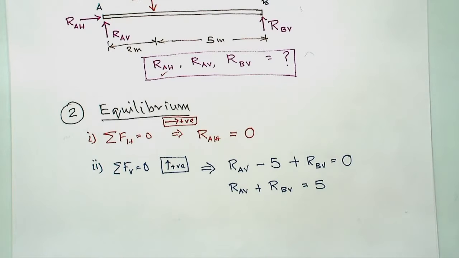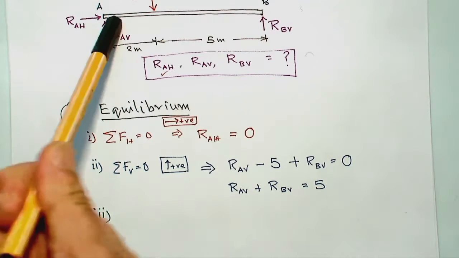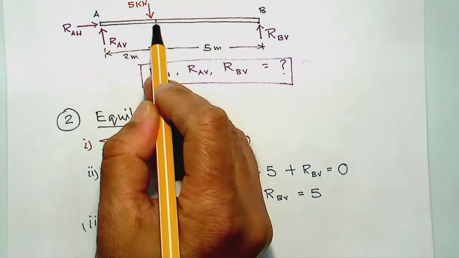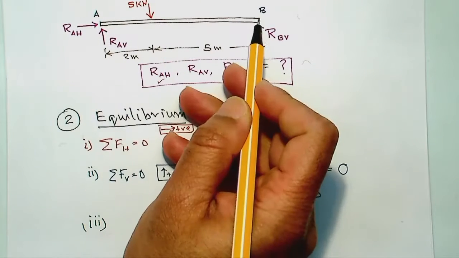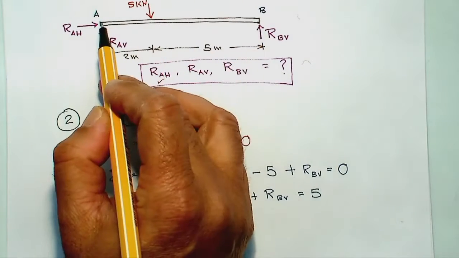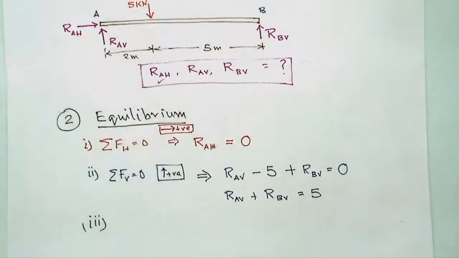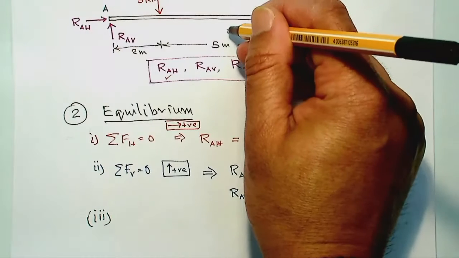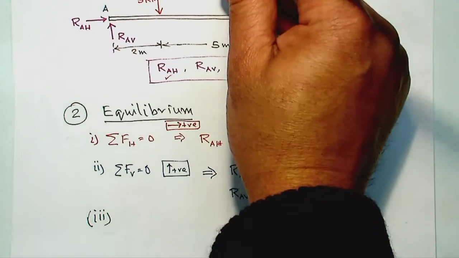So for that, we have to go to the third equation. So what is the third equation? The third equation is possibly I'll take a moment. Now I can take moment about any point along this line, either the point of the load, either point in here, either point in there, or any other point, even not on the beam itself. So the moment equation is about any point on the plane. It could be about this point as well. It could be about that point.